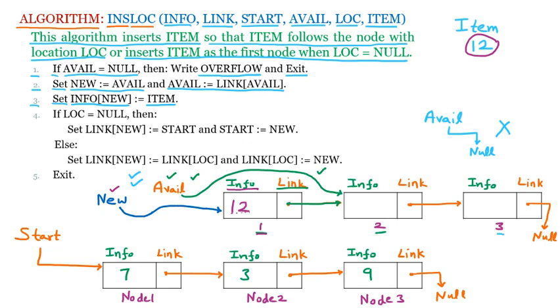Now here we are going on to line 4. There are two cases. The case number 1 says that if location is equal to null, that means location is not given to us. We are assuming that location is null. So this line is for case 1. Whenever the location is not given to us, this is case 1, if location is not present. Now in that case what are we going to do? We are going to insert that node at the start.